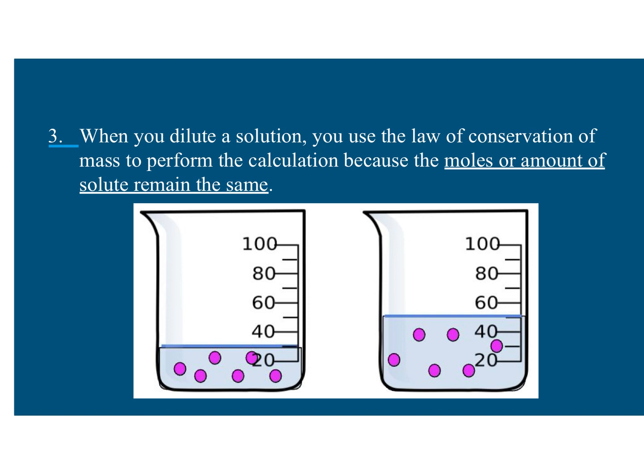So when you dilute a solution, you use the law of conservation of mass to perform the calculation because the moles of solute always remain the same. As you can see in the beaker on the left, we have 1, 2, 3, 4, 5, 6 particles of solute. And then on the right, we still have 1, 2, 3, 4, 5, 6. The solute is the same. We just added water.